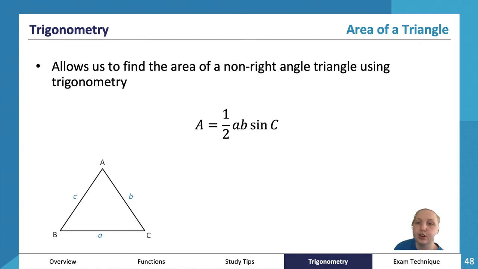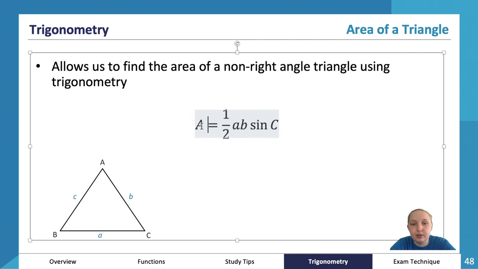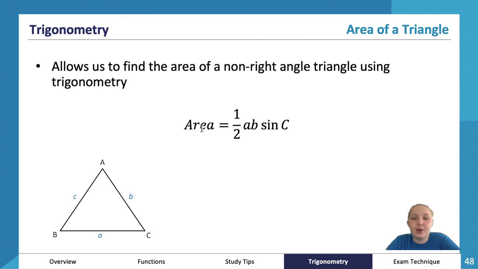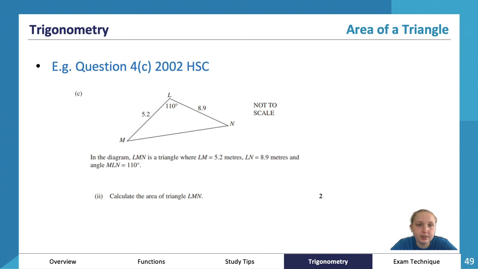So the area of a triangle formula allows you to find the area of a non-right angled triangle. Again, on the basis of this same triangle, where your capitals are angles and your lowercases are the lengths of sides, your area, so this A is not equal to this A. This A stands for, let me see if I can write it, area. So area equals a half times a times b times the sine of C. So it's pretty easy. We'll just have a look at a quick example question from the 2002 HSC.